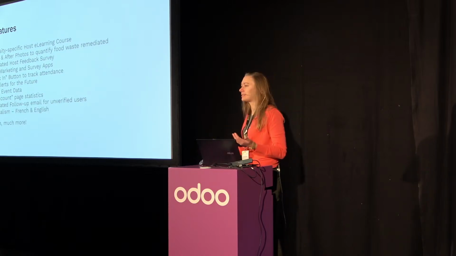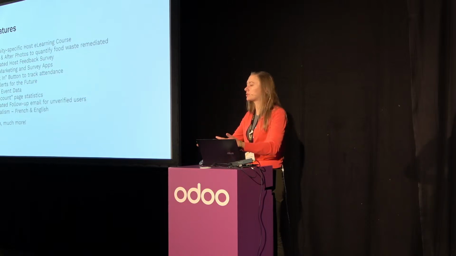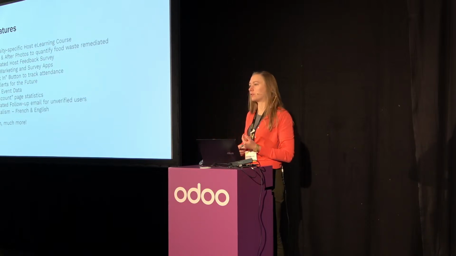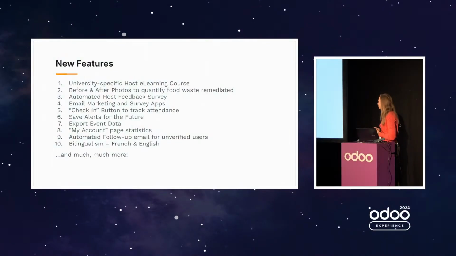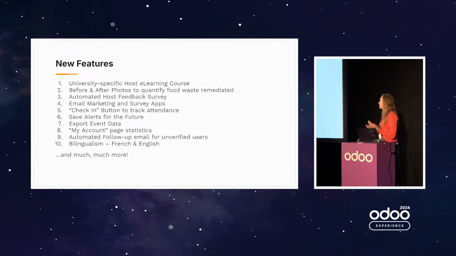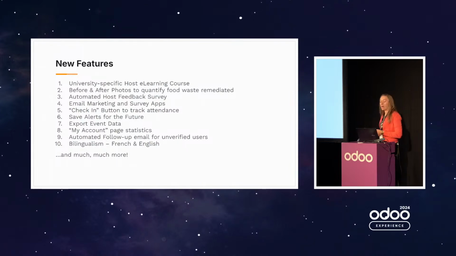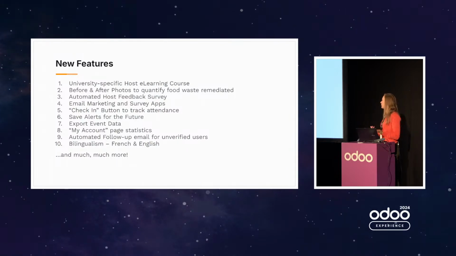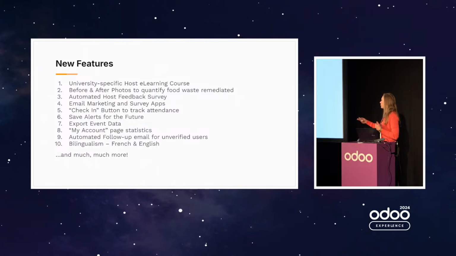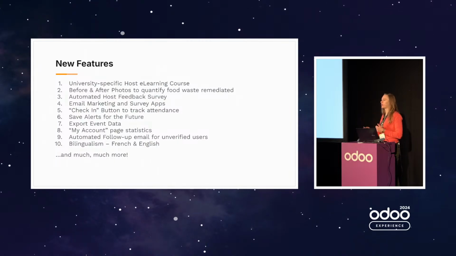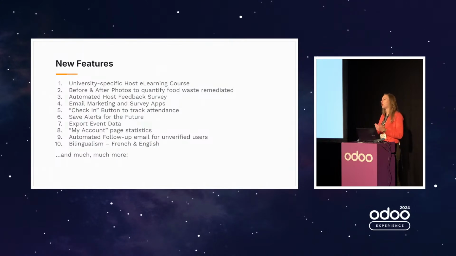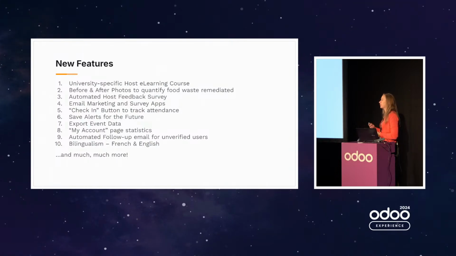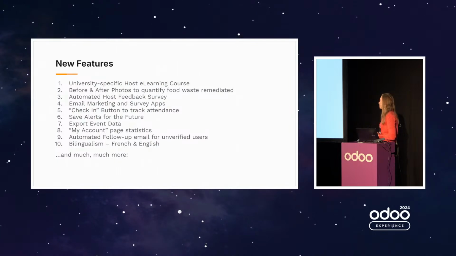There's a My Account Statistics page where we show the users how many alerts have been sent out for their university, and we try to drive the use by giving that positive feedback. We also have an automated follow-up email for unverified users, and we've rolled out bilingualism support for French and English. Building on the Odoo-based translation features, we've translated our entire website, all the email alerts, the mobile app alerts as well, for our rollout at the University of Ottawa in Canada.